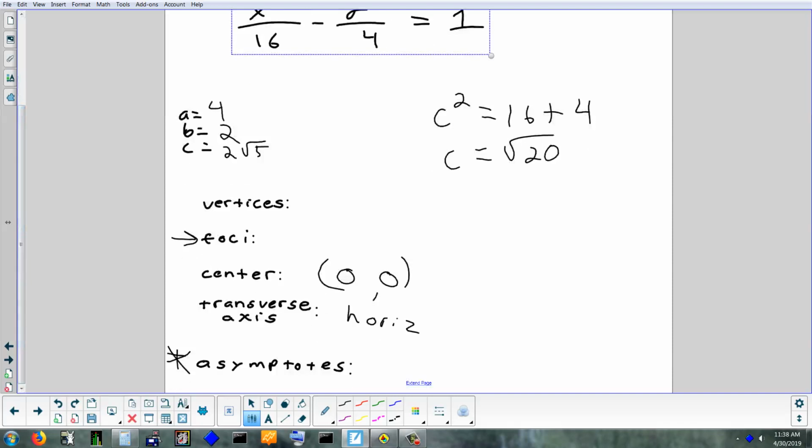That tells me that everything is now left and right of the center, horizontal. So my vertices are 4 units left and right of the center. There you go, 4 units left, 4 units right. What letter here tells me about the foci? We just did that one. C. My foci are 2 root 5 units left and right of the center.